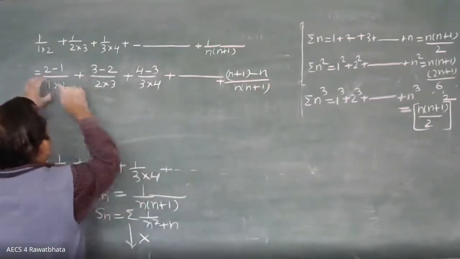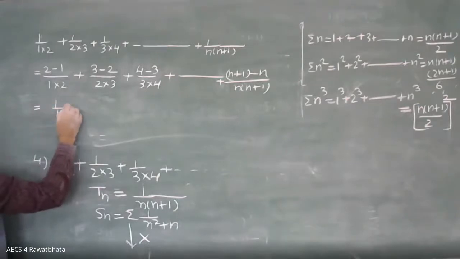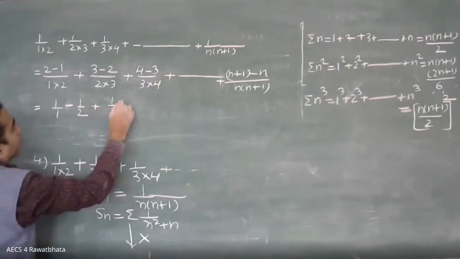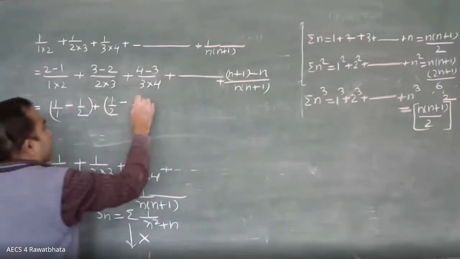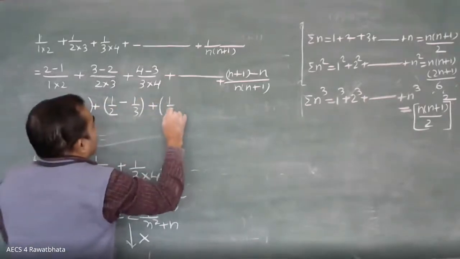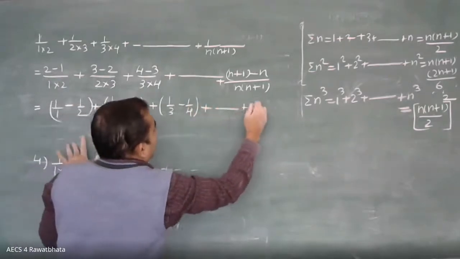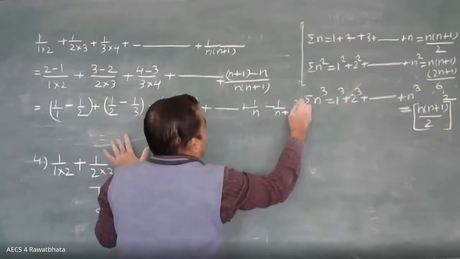Now split and make two terms. 2 upon 1 into 2 will be 1 into minus 1 upon 2. Plus this will be 1 upon 2 minus 2 to cancel 1 upon 3. Plus 1 upon 3 minus 1 upon 4 plus etc. plus 1 upon n minus 1 upon n plus 1.